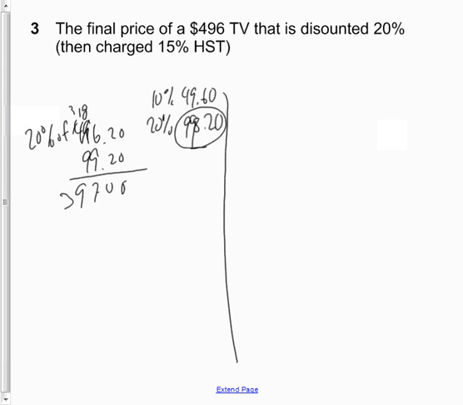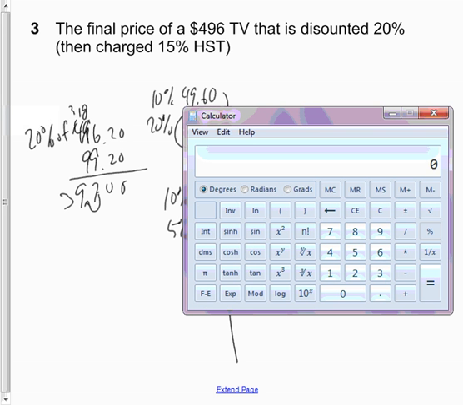Then you have to add on 15%. So what is 15%? Well, 10% is $39.70, using mental math: move the decimal one place over. And 5% would be half of that. If I wanted to use a calculator, I'd go $39.70 divided by 2.